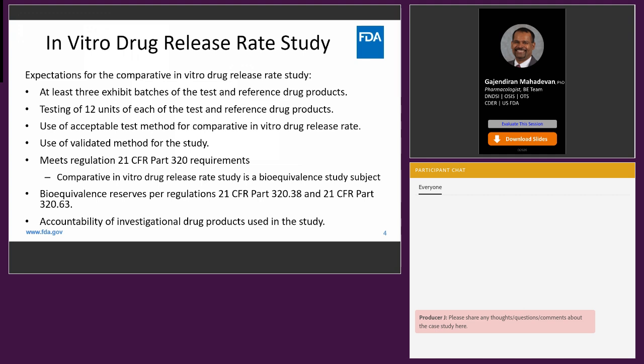Reserve samples of investigational drug products used for the conducted in vitro BE study should meet regulations of 21 CFR Part 320.38 and 21 CFR Part 320.63. And of course, the accountability of the investigational drug product used in the study should be maintained at the site.